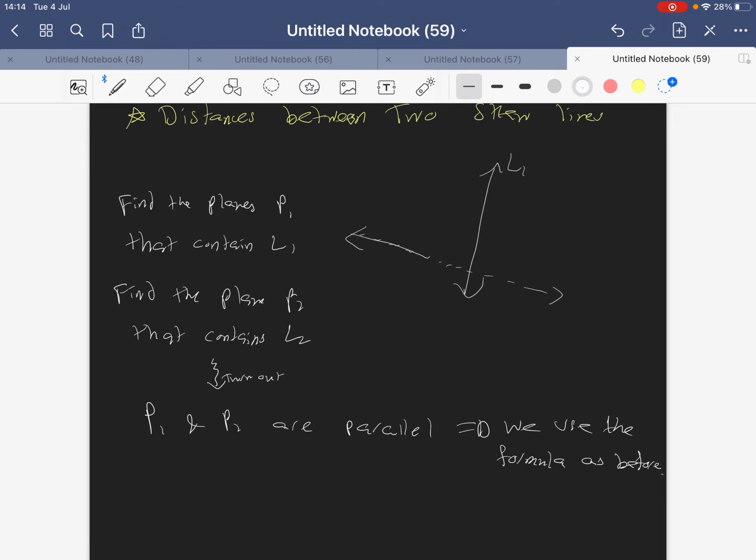So remember, to find the equation for a plane, you need a point on the plane, and that point you can get from the equation of L1. And you need a normal vector to P1, which will be the same normal vector for P2. So how will we find this normal vector? We know the parallel vector V1 and we know the parallel vector V2 for L1 and L2. We have only to take the cross product between V1 and V2, and that will give me the normal vector for the plane. I will use it and I'll solve this equation.